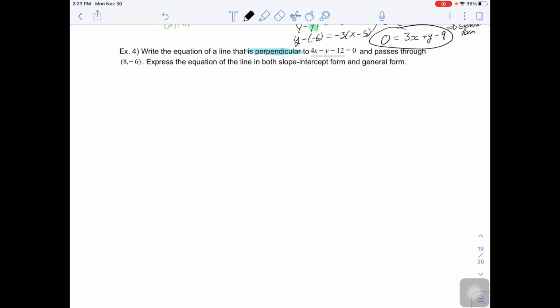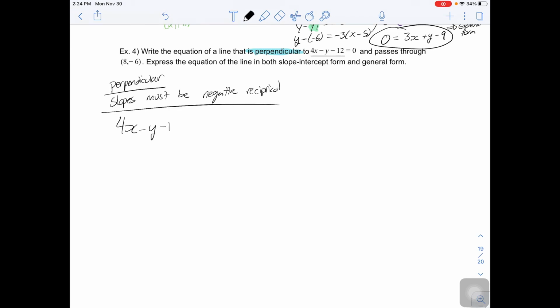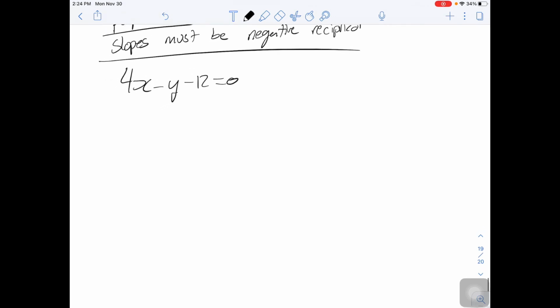So recall, in order for two lines to be perpendicular, your slopes must be negative reciprocals. So we need to determine what the slope of this equation is so we can take the negative reciprocal of it. So I'm going to solve for y in order to express it as slope intercept form.